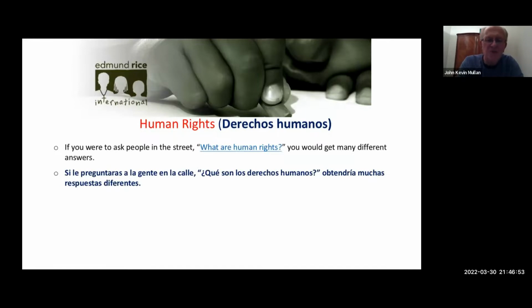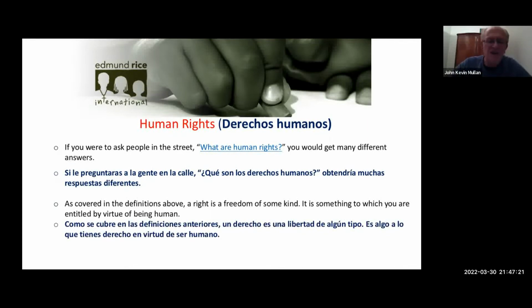And if you were to ask people in the street, what are human rights? You would get many different answers. Some people would say, I don't know the answer. Other people would name certain rights, like the right to education, the right to freedom of speech, and so on. But in many cases, people would be baffled by the question. They wouldn't be aware that they have human rights or mightn't be able to name any human rights.